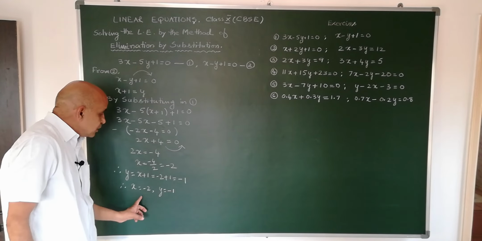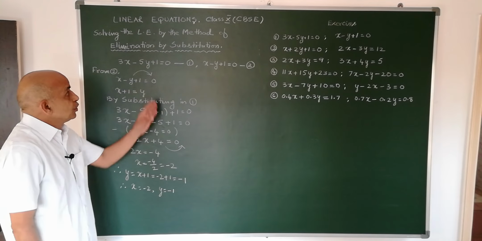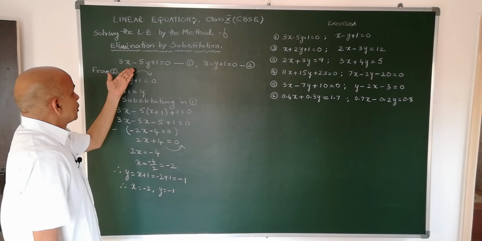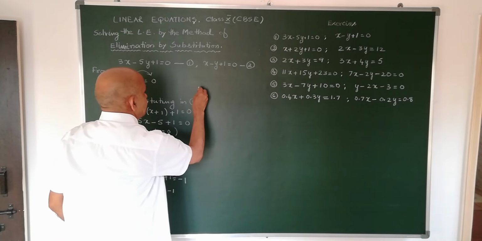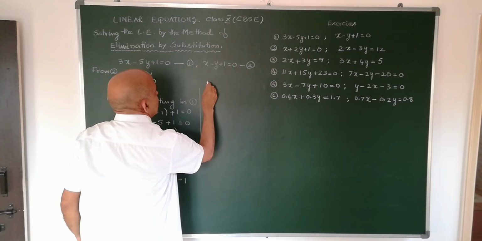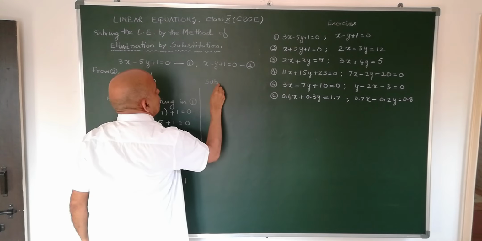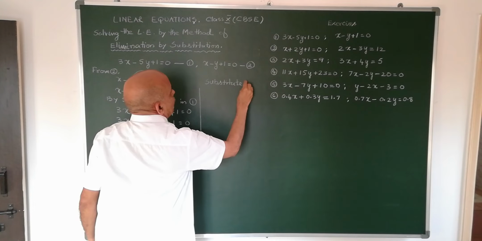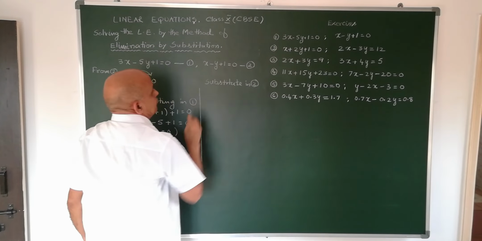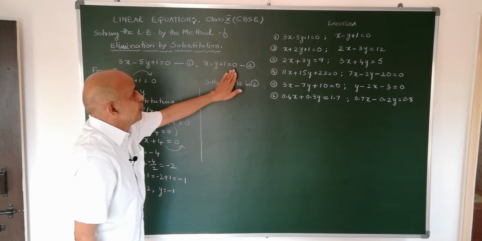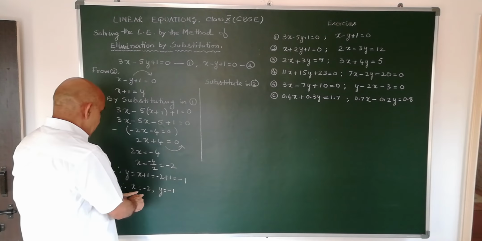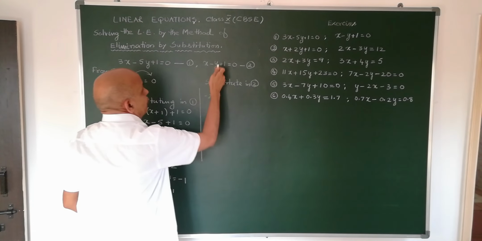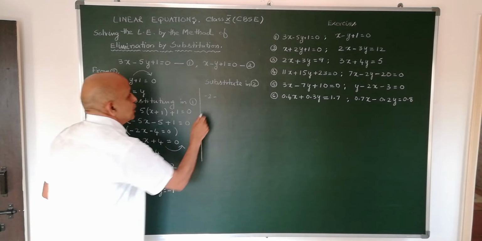Now, how to know whether these values are correct or not? You take any one equation and substitute these values. Suppose I take the second equation. Left hand side should be same as right hand side. Wherever x is there, I will put minus 2. Wherever y is there, I will put minus 1.